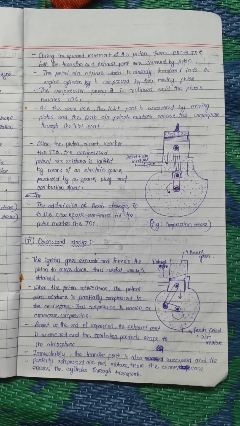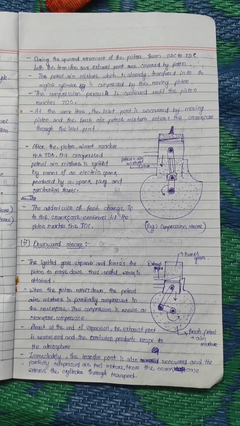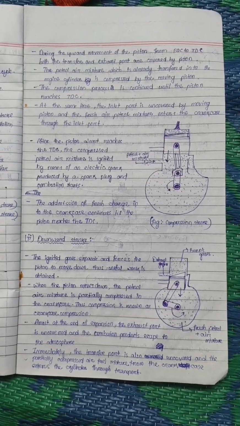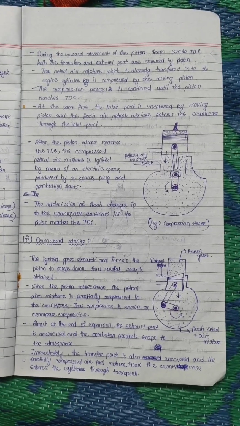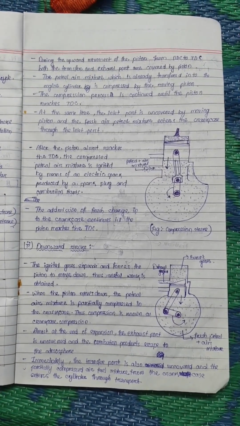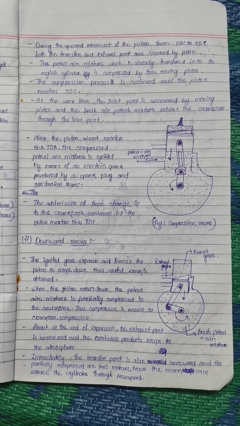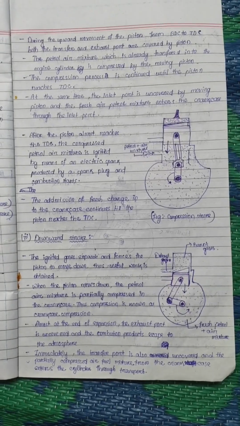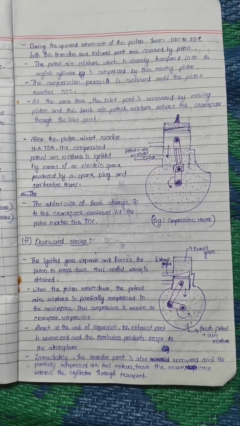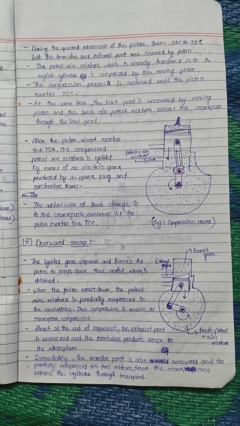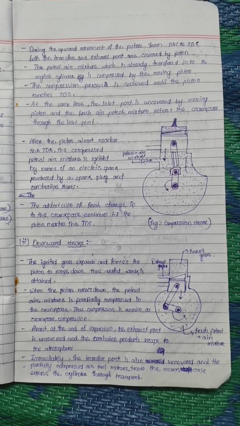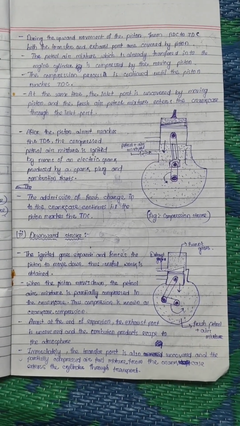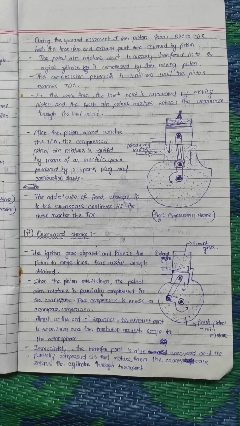When the piston moves down, the petrol air mixture is partially compressed in the crankcase. This compression is known as crankcase compression. Almost at the end of expansion, the exhaust port is uncovered and the combustion products escape to the atmosphere. Immediately, the transfer port is also uncovered and the partially compressed air fuel mixture from the crankcase enters the cylinder through the transfer port.